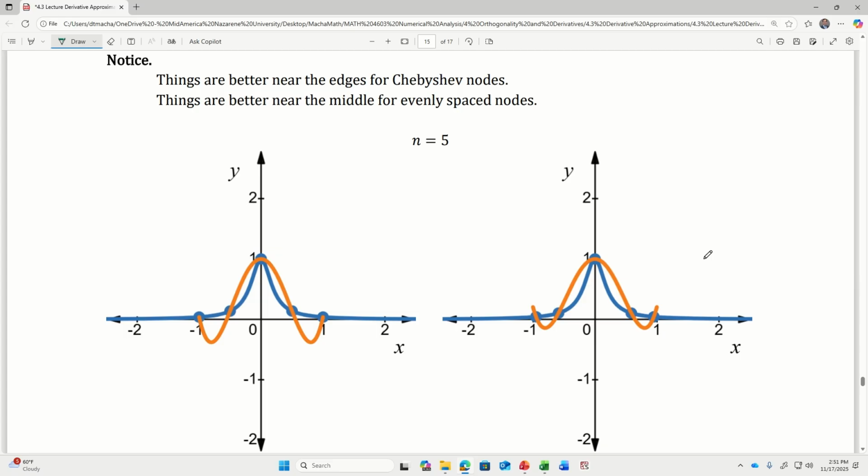When you look at these pictures, I've got evenly spaced nodes on the left and Chebyshev nodes of the first kind on the right. You remember Chebyshev nodes of the first kind are the very best. It's the optimal way to minimize Runge's phenomenon. But Chebyshev nodes are doing better near the endpoints. Evenly spaced is doing worse near the endpoints. But evenly spaced is actually doing better at approximating the function near the middle. And Chebyshev nodes do a slightly worse job at approximating the function near the middle.